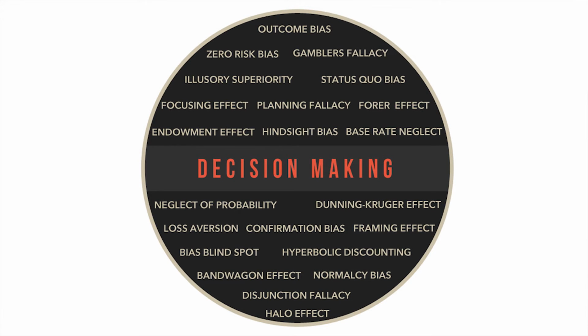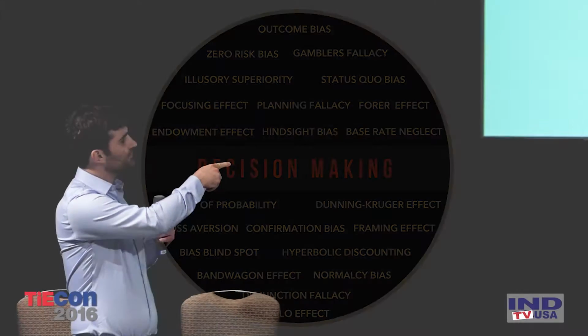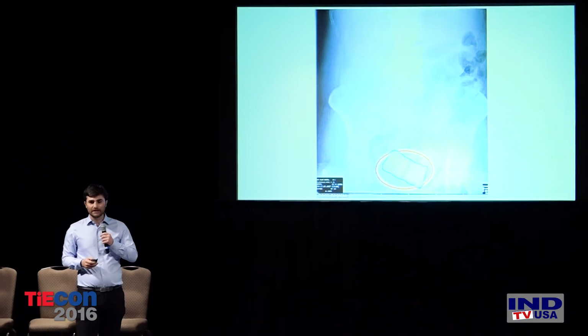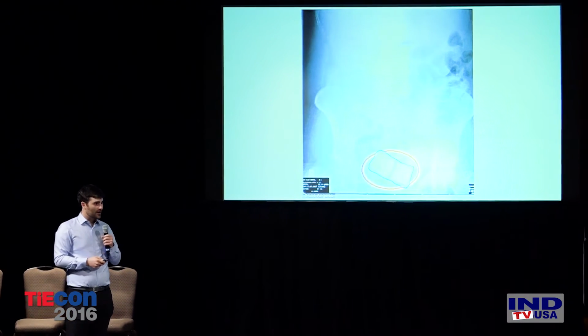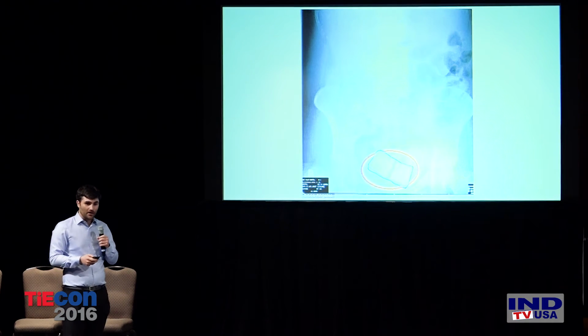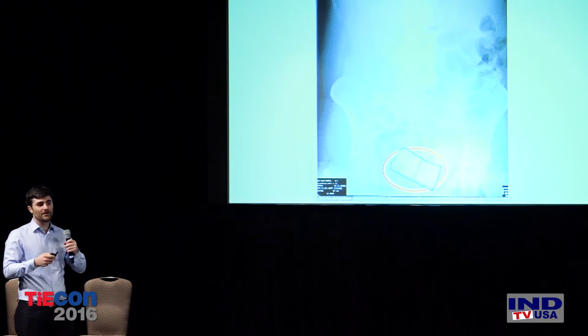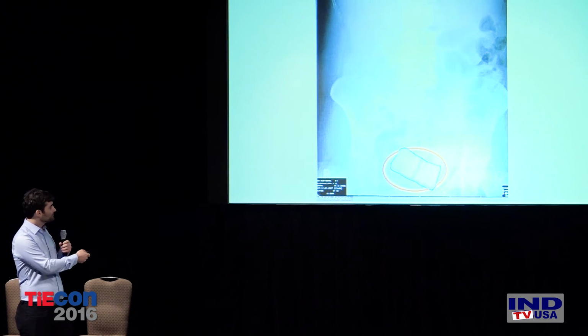Now, does anyone know what this is? Yes, it is an X-ray, and what is circled here is a surgical sponge that was left inside someone's intestine. Now, perfectly rational doctors don't leave surgical sponges in people's intestines, but human doctors do, because human doctors, like all humans, are biased. They have decision-making errors that they make.